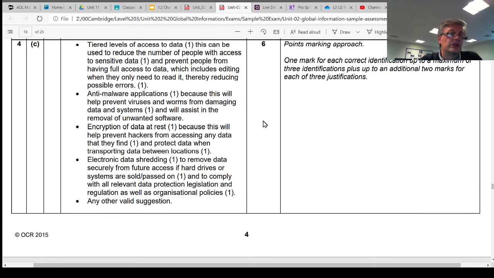And all of these things help us to comply with data protection legislation, because the whole point of this is to keep people's data safe and to keep us within the law. And once again, any other reasonable and valid suggestion to this question would have picked you up some marks. So you need to know the difference between the logical protections and the physical protections. And obviously you need to be able to apply that to the context of whatever question the exam board may come up with.